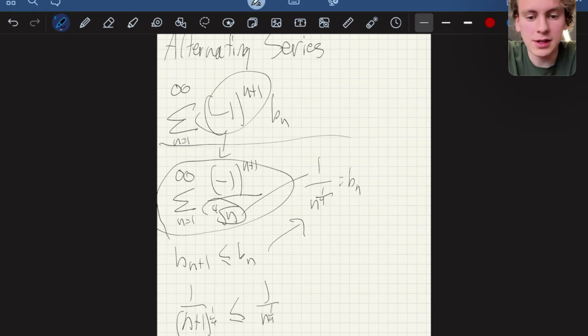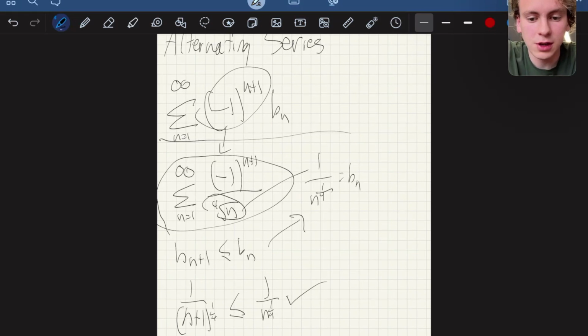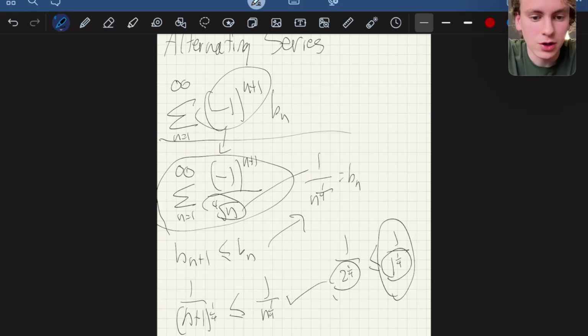And if we analyze this, this condition is true. We can see it through an example. Let's say n is 1. It'd be 1 over 2 to the 1/4 is less than or equal to 1 over 1 to the 1/4. And this is true because the denominator 2 to the 1/4 is greater than 1 to the 1/4, so therefore this number is smaller than that number. So the first condition is met.